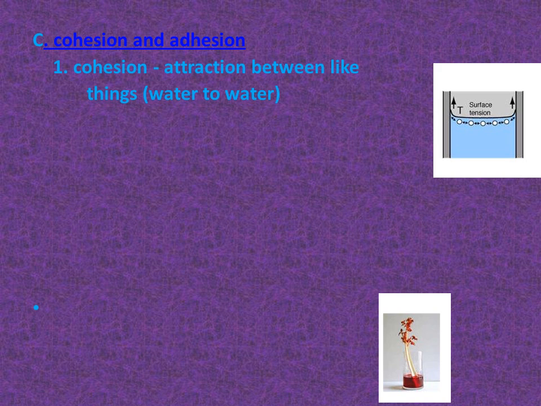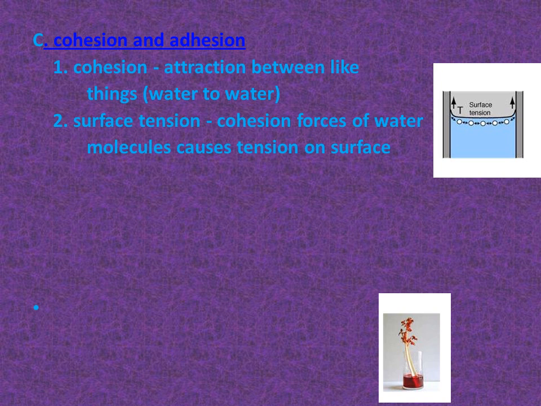So cohesion is when water molecules like to stick to other water molecules. Because they're polar, they have those slight positive, slight negative ends, and they tend to be attracted to each other. Opposites attract, so the slight positive from one water molecule attracts the slight negative of the oxygen of the other, so they're cohesive.